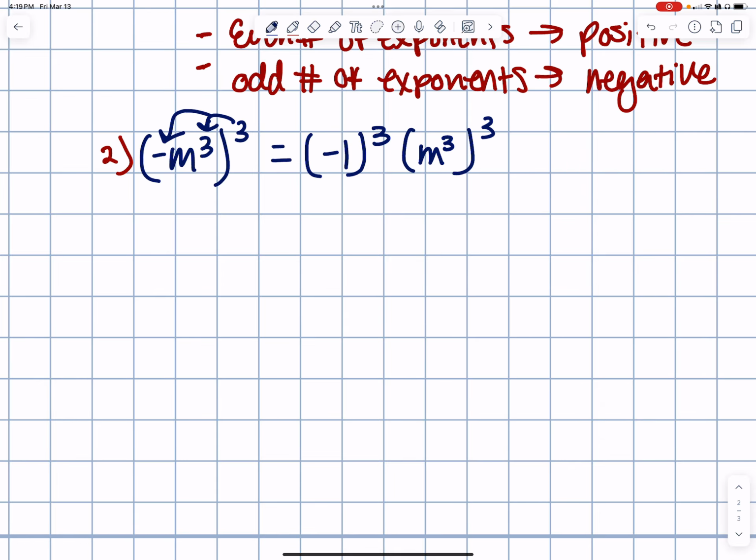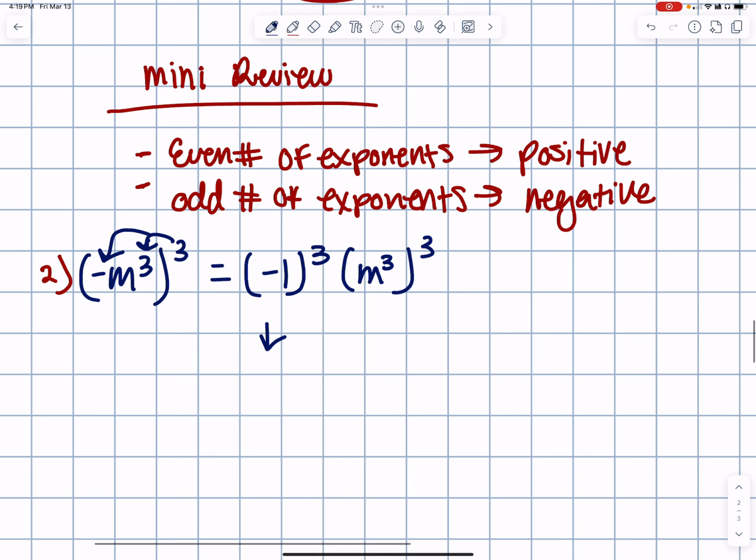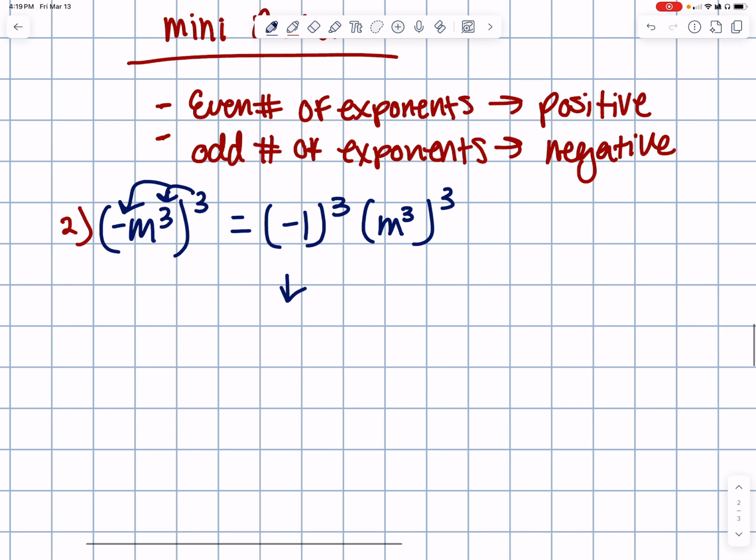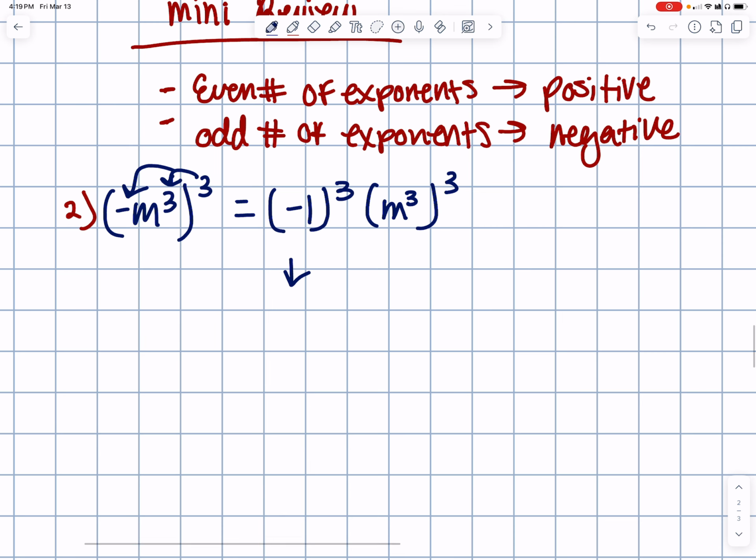So that we know, looking at our review, an even number of exponents is positive, and an odd number of exponents is negative. Since we're dealing with 1, the answer will be consistently 1. But what kind of 1? Negative 1.